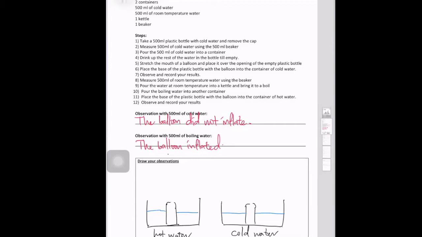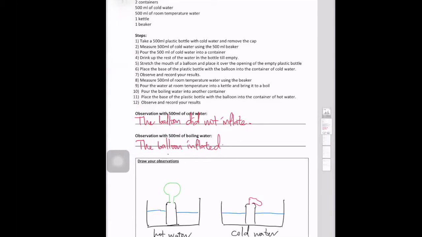So we're just going to draw what happened. Just now the green balloon was the one in the hot water, so you draw the green balloon and it expanded. And the cold water, which had the orange balloon, which is in red, did not expand, so you can just draw a deflated one. This will be the experiment for today.